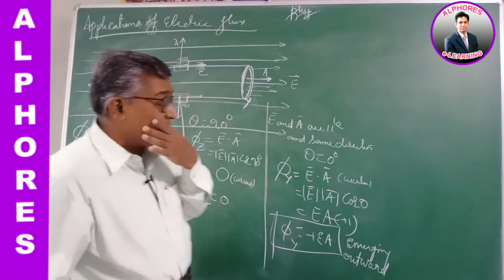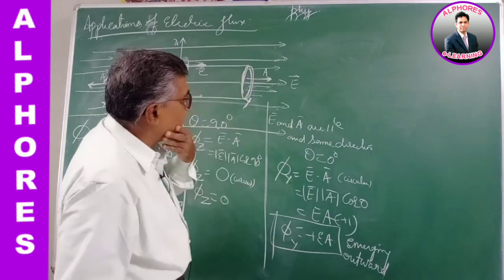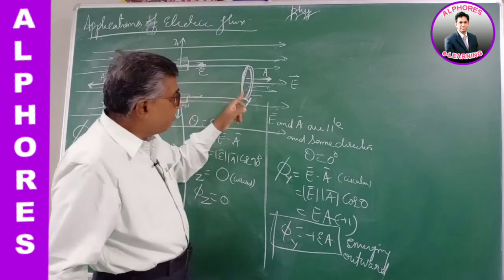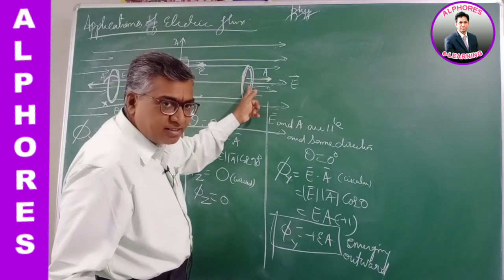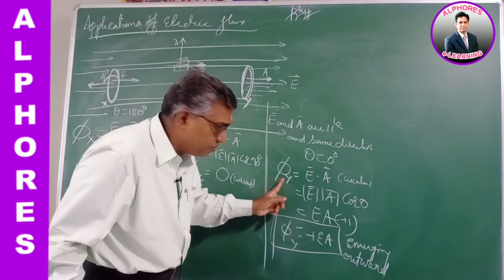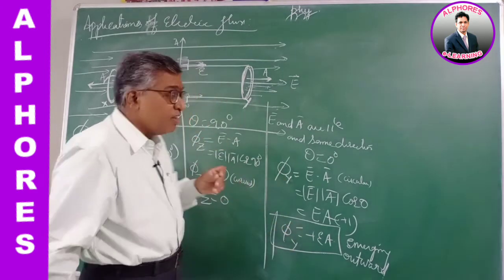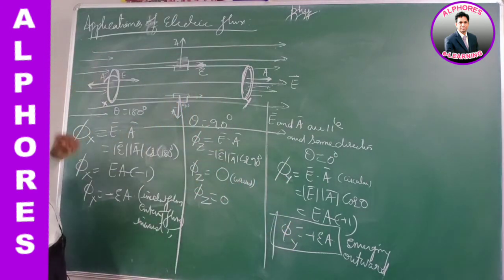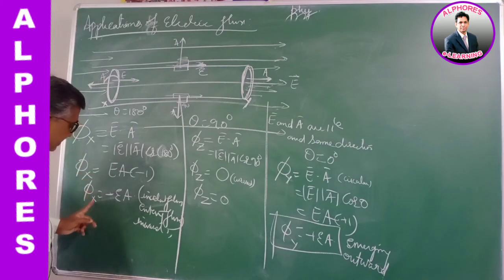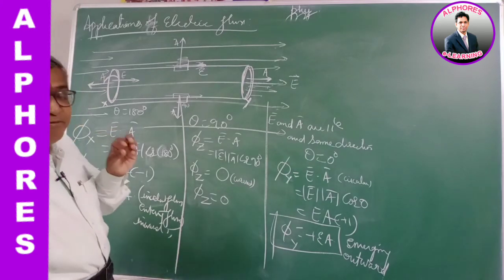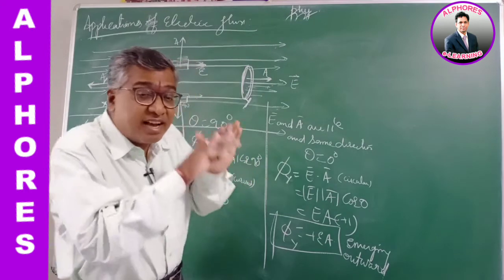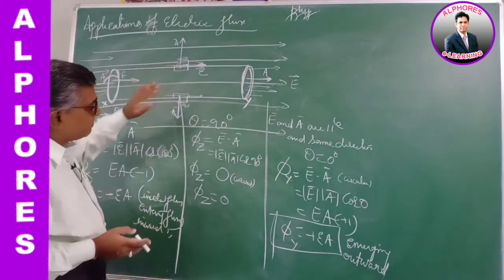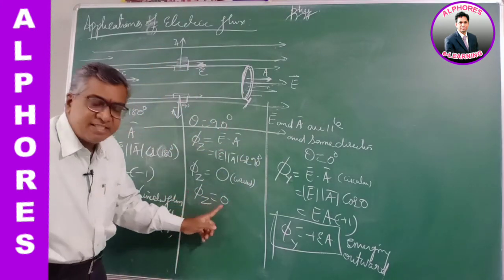So the first question, either he will ask you to find the flux through the circular part X or the circular part Y. Emerging, this circular part Y, flux only from Y is plus EA. What is the flux pertaining to the circular part X? Flux phi X is minus EA. And what is the flux pertaining to the curved surface? This curved surface flux phi Z is 0.